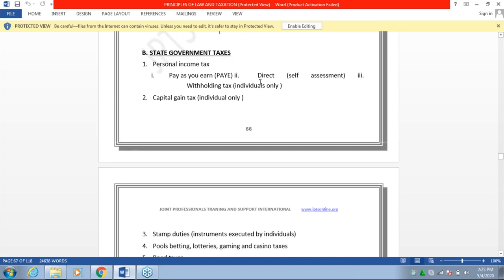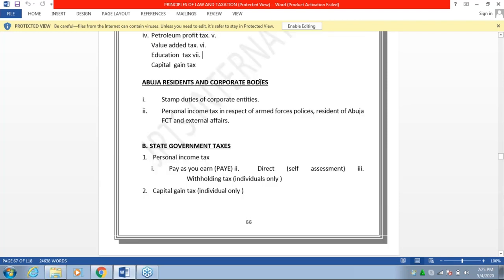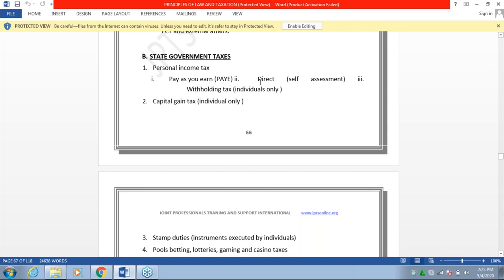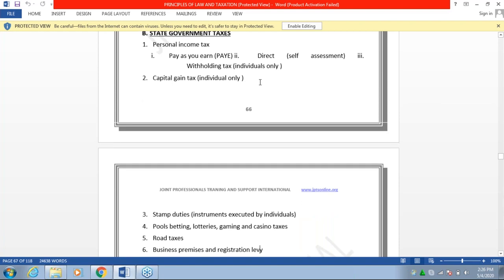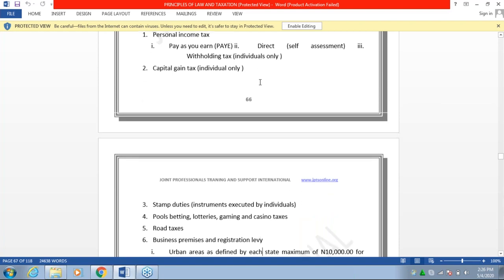Now, the state government taxes. That is when we are talking of PIT, the personal income tax. When we are talking of the personal income tax, that is when we can talk about PAYE, pay as you earn. You pay more as you earn more. Then there is, at the same time, direct or self-assessment. Then withholding tax on individuals only. Then number 2, they also tax capital gains on individuals only.